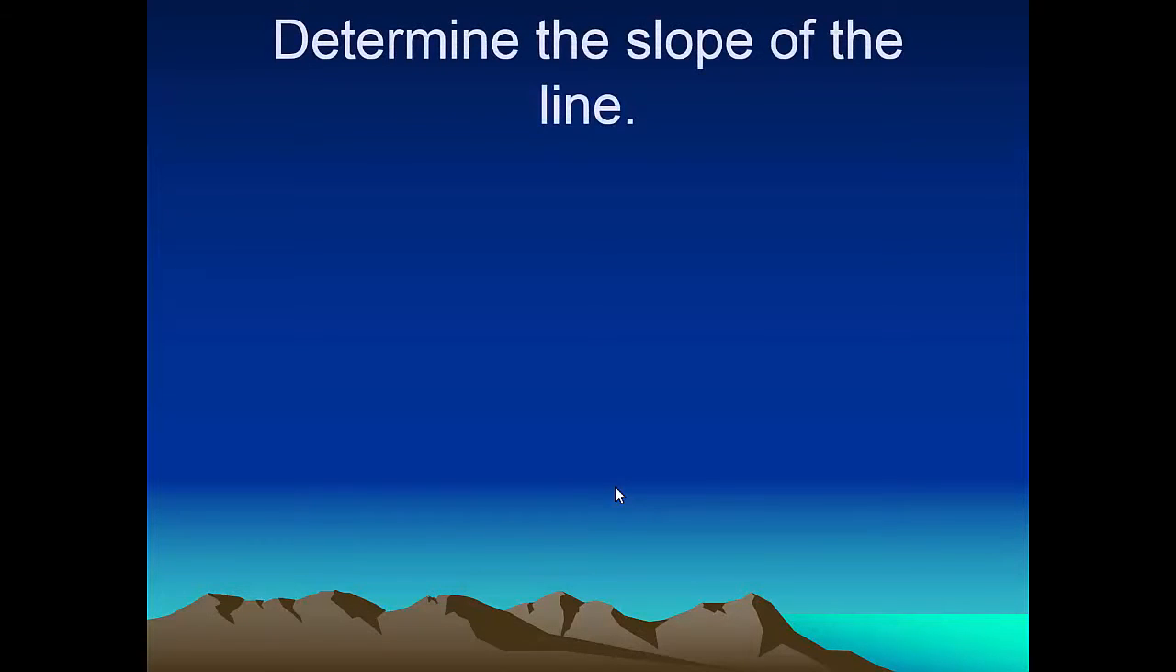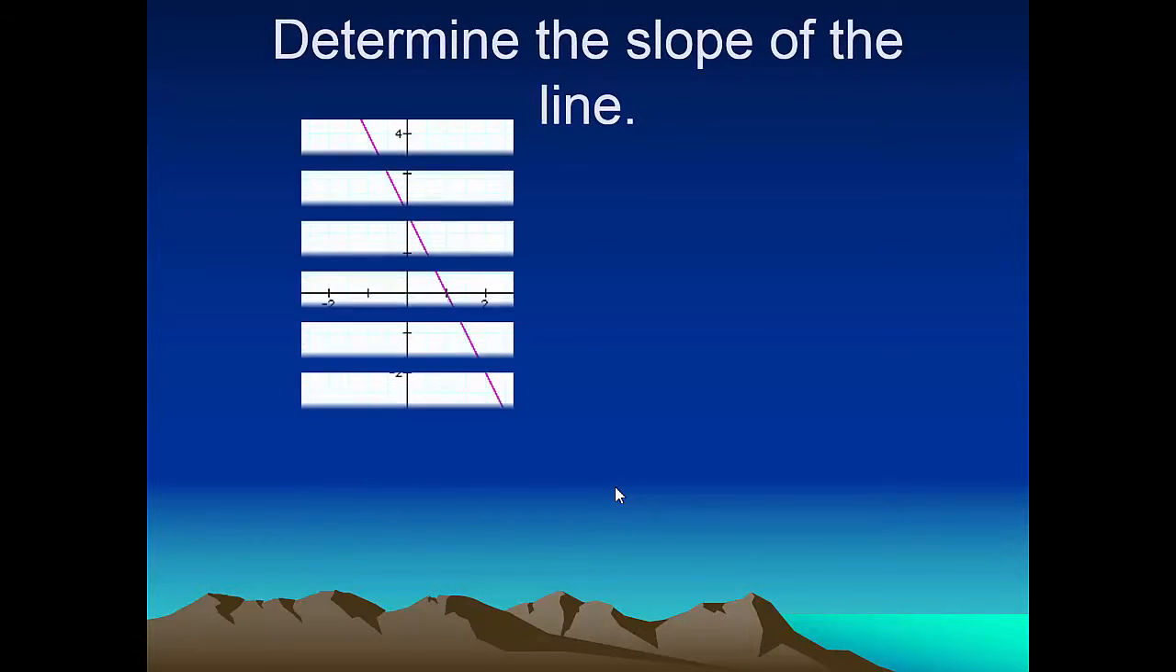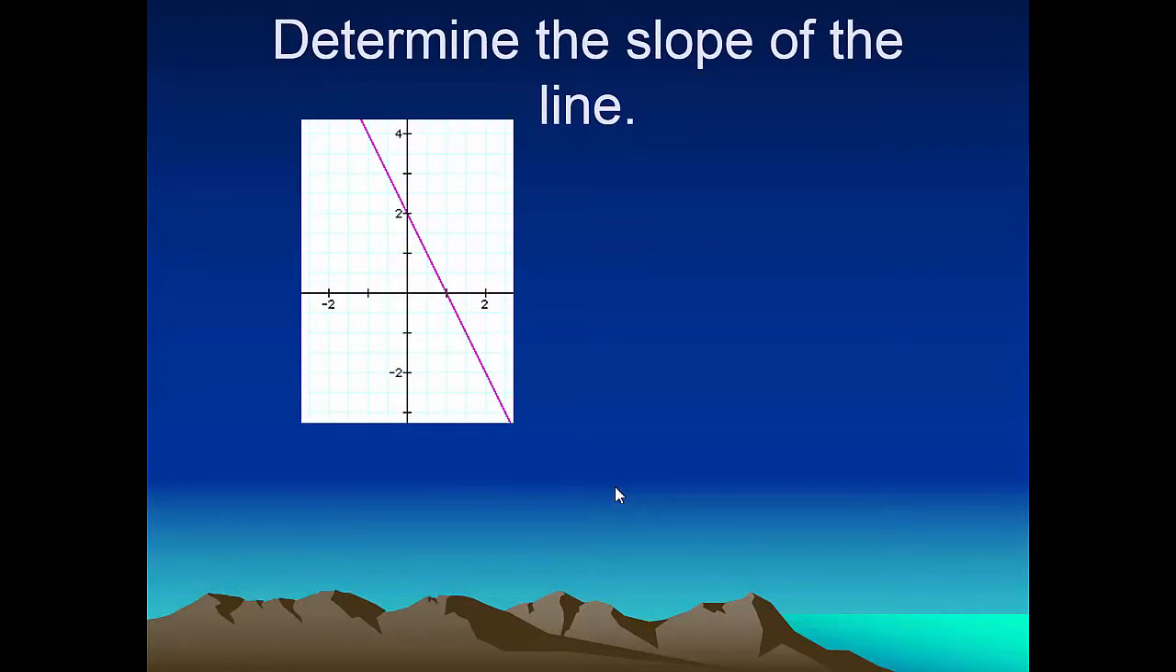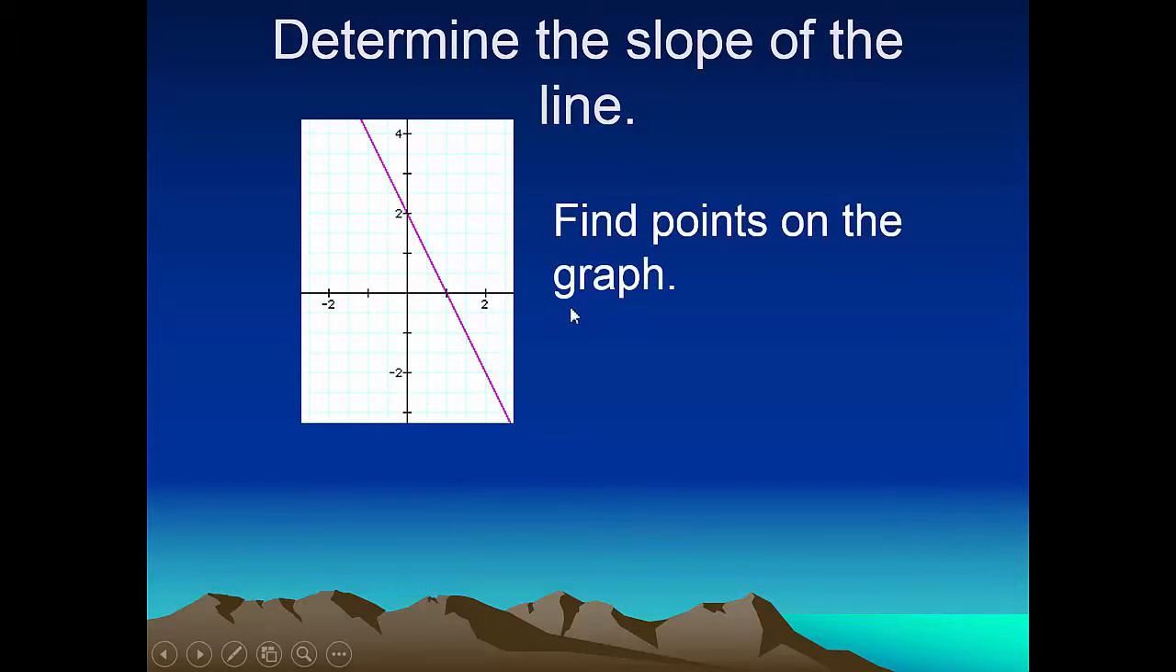Okay, next, it says determine the slope of the line. We're given this graph here. The one thing that you need to do whenever you're graphing and trying to use rise over run is always get an exact point, not decimals. Don't get decimals. Try and get exact points. If you look here, we have an exact point here and an exact point here. We have other points as well, but those two stuck out to me.